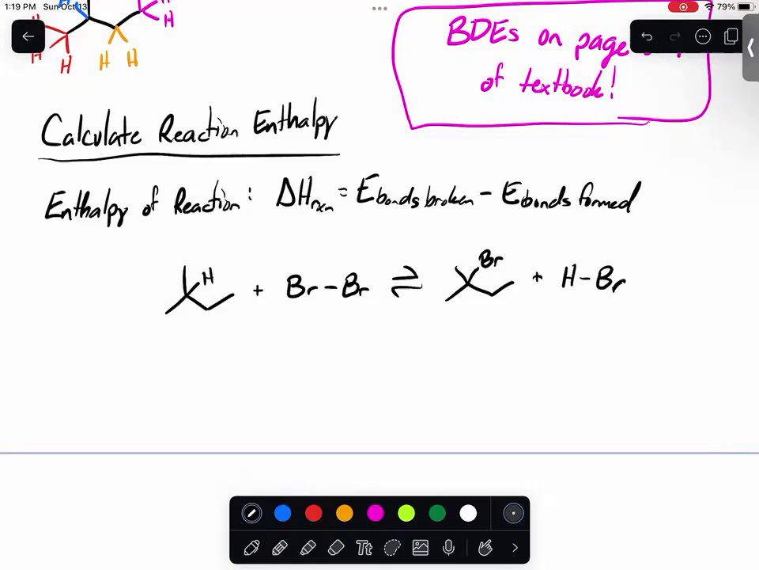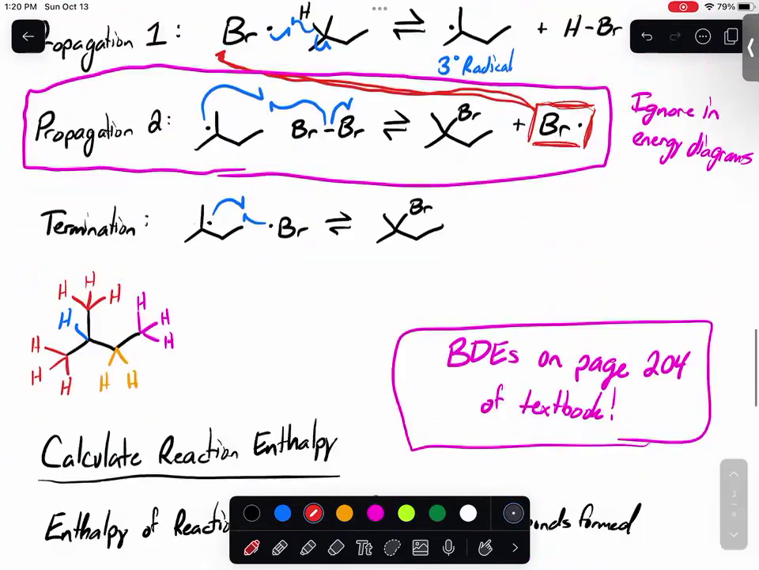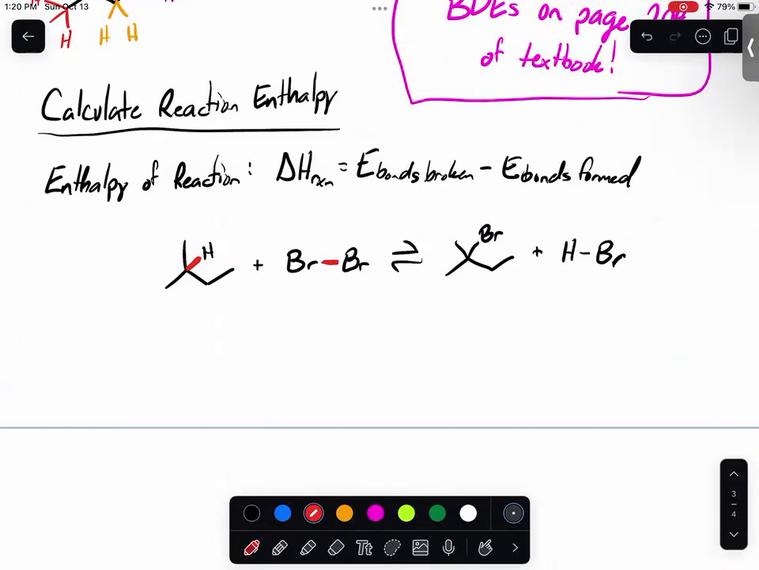So first we have to ask ourselves, what bonds are broken? Well, we know during the reaction that the bond between the carbon and the hydrogen gets broken, and we know in initiation the bond between the two bromines is broken. Other than that, if you look through our mechanism, no other bonds end up getting broken, except for in propagation 2, which you will need to ignore because essentially that one's just doing it over and over again. And so those are the only two bonds that we have to calculate the energy for.